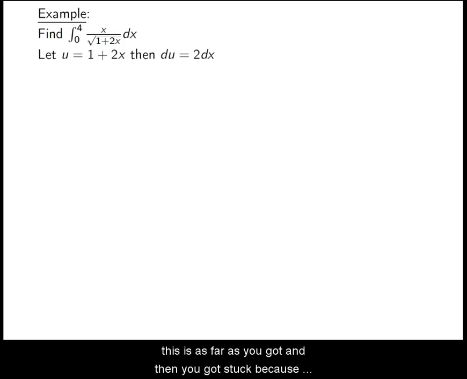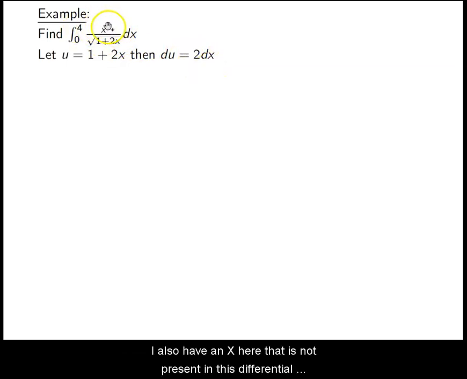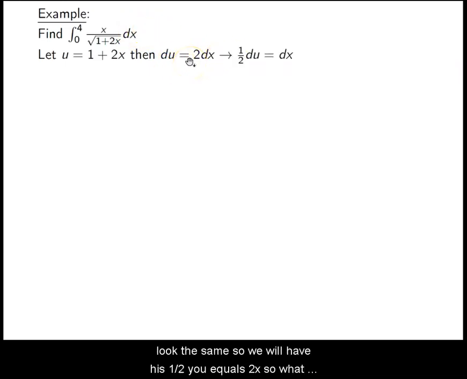So if this is as far as you got and then you got stuck, that's fine, because that's a good place to get stuck at. The problem is that, yes, I have a dx, but I don't have 2 of them. I also have an x here that is not present in this differential form. So first things first, let's get our dx part to look the same. So we will have this 1/2 du equals dx.